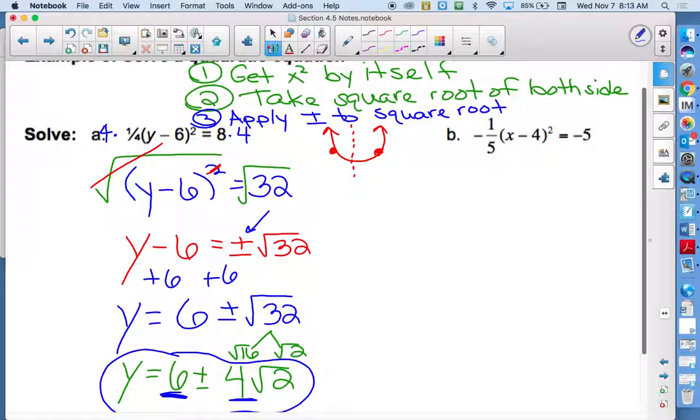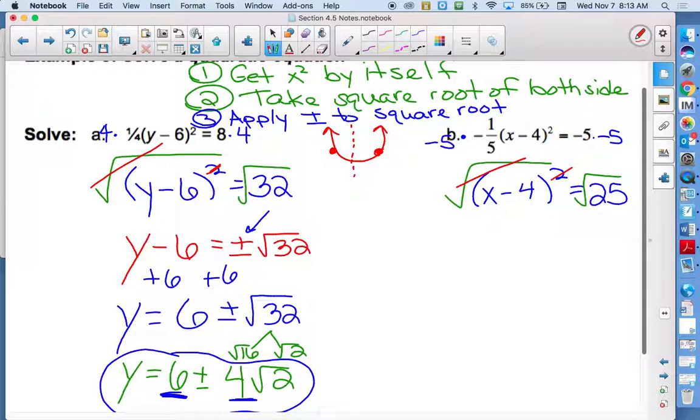So Holly, what would we do to get rid of the negative 1/5? Multiply it by negative 5. What is negative 5 times negative 5 on the other side, Holly? 25. Okay, so we have the x squared part by itself. That quantity is by itself. Now we're going to take the square root of both sides, because in doing that, we lose the square and the square root. They eliminate each other, and we're left with x minus 4.